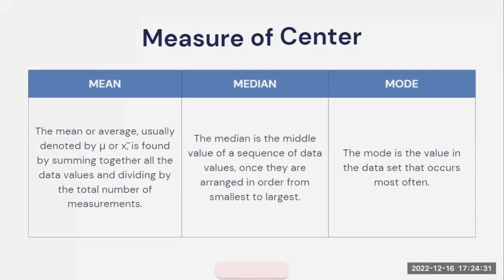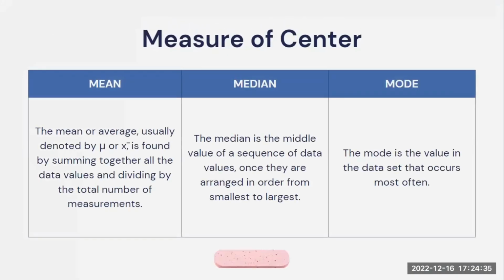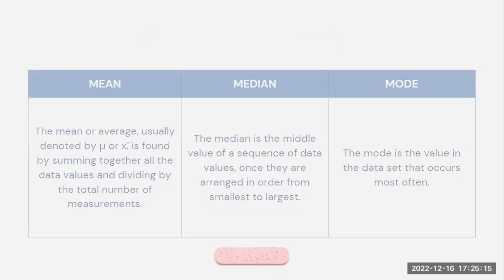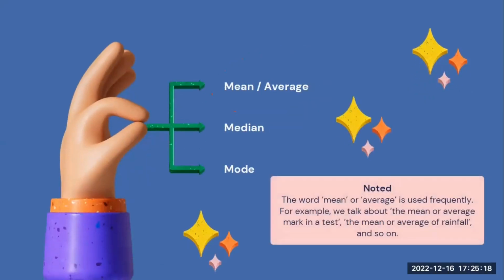And next, measure of center of statistics. The first one is mean. The mean or average, usually denoted by mu or x with a horizontal line above, is found by summing together all the data values and dividing by the total number of measurements. The second one is median, and the third one is mode. But in this video, we'll focus on how to calculate the mean of a group frequency table.